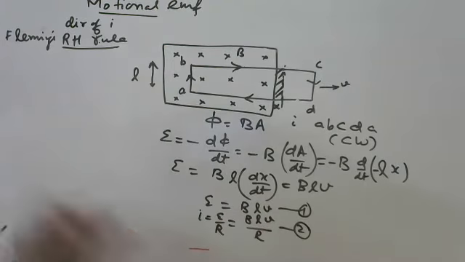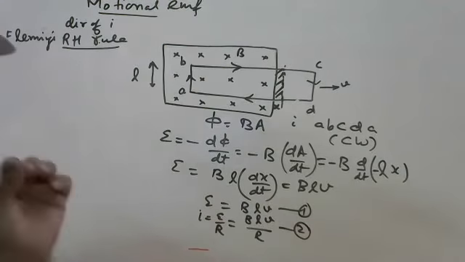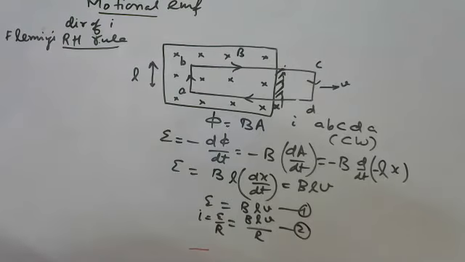Either you use the Lenz law or you use the Fleming's right hand rule, we will get the same result. Otherwise we can't say it is an alternate method. Direction of current we can find out either by Lenz law or by using the Fleming's right hand rule.